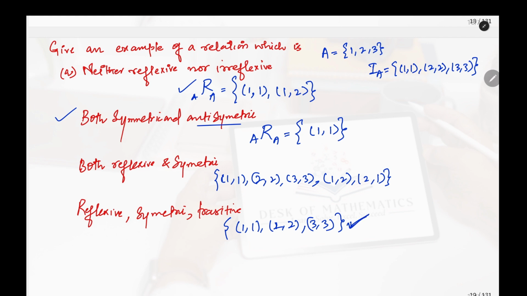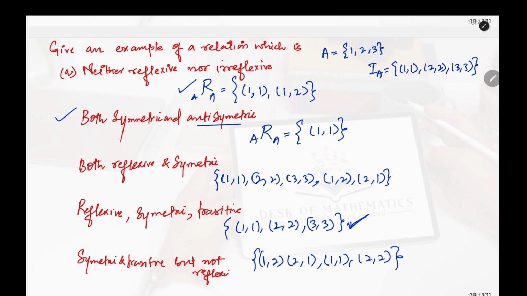They may also ask you for a relation which is symmetric and transitive but not reflexive. So when it is not reflexive, what will we do? Take 1, 2, 2, 1, and 1, 1, 2, 2. Now check: it is symmetric, it is transitive, and it is not reflexive because 3, 3 is not there. So questions can come like this.